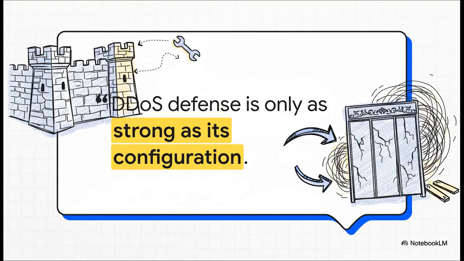Yeah, this really says it all, doesn't it? DDoS defense is only as strong as its configuration. Just buying the fancy security tool isn't the finish line. Not even close. The real difference between having a fortress and just a cardboard wall is all in the details of how you set it up and keep it tuned.